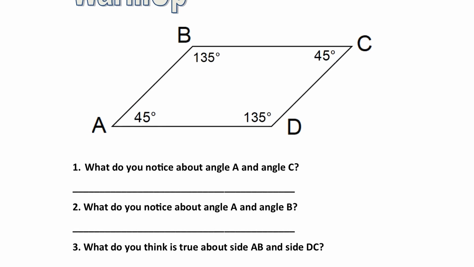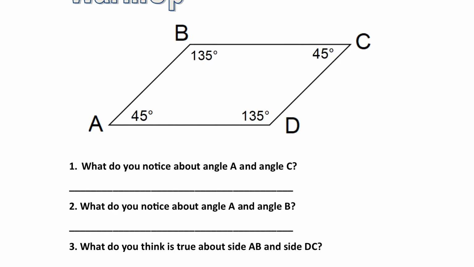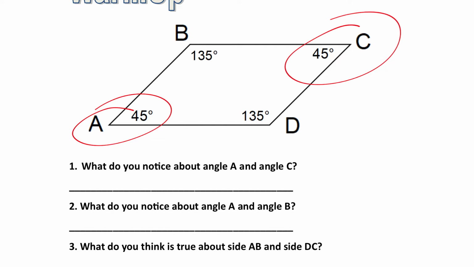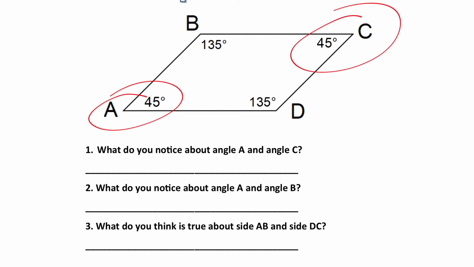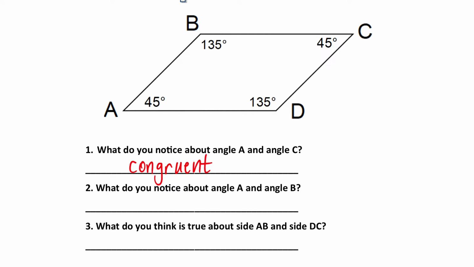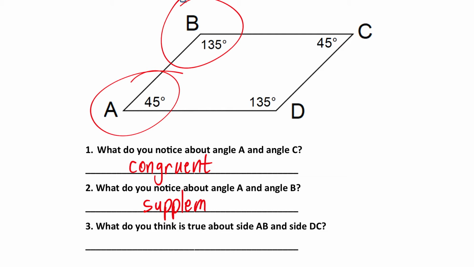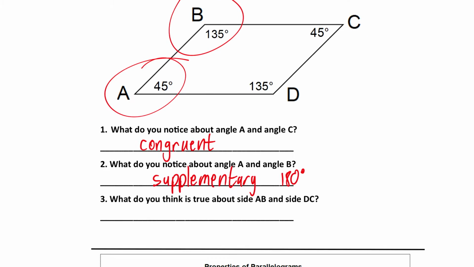Okay, so this goes back to what we were talking about on Friday, and just kind of reviewing some of that stuff. So what do you notice about angle A and angle C? They're congruent, yes. Okay, the two are congruent. All right, next, what do you notice about angle A and angle B? They're supplementary. What does that mean? Okay, they add up to 180 degrees.